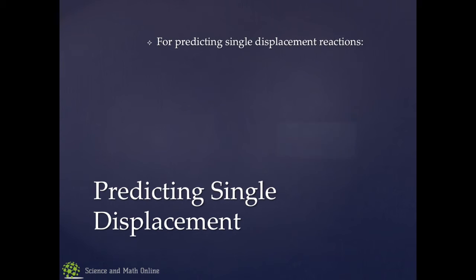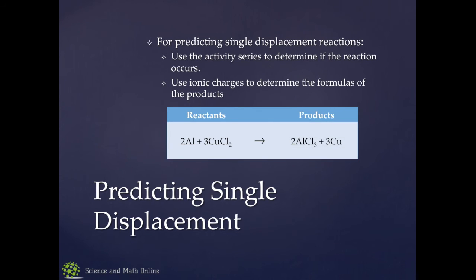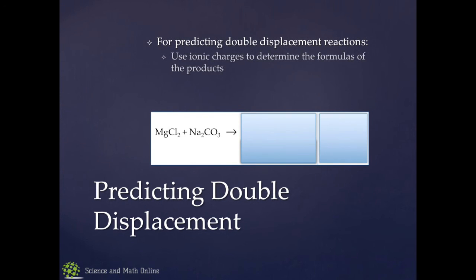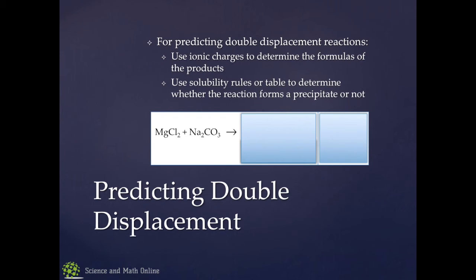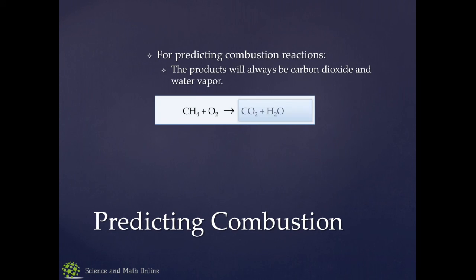Single displacement: remember, we have to use the activity series, and then we see if the reaction occurs. Then once again, we use the ionic charges to figure out the formulas, and then we balance. Same thing with double displacement. Predict the products. Use the ionic charges. Use the solubility table to see whether a reaction occurs or not. If a precipitate occurs, identify that precipitate, and that is your product. And then finally, combustion: always, always, always carbon dioxide and water vapor, making life simple.